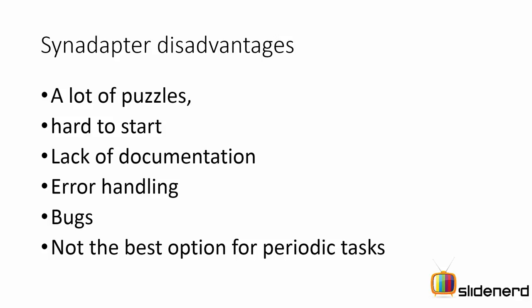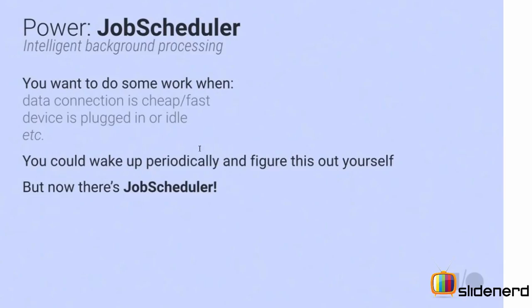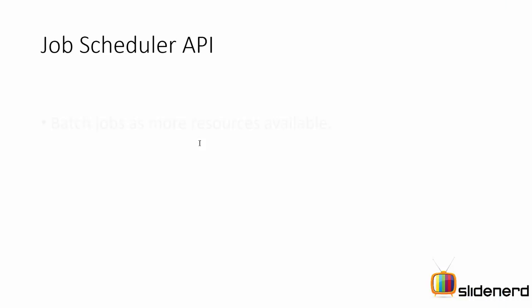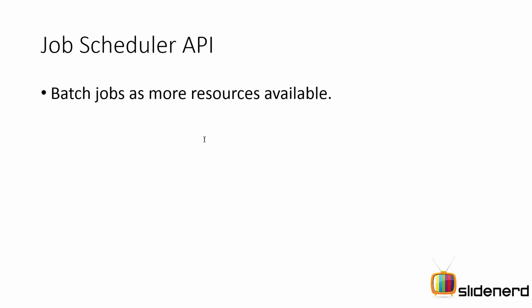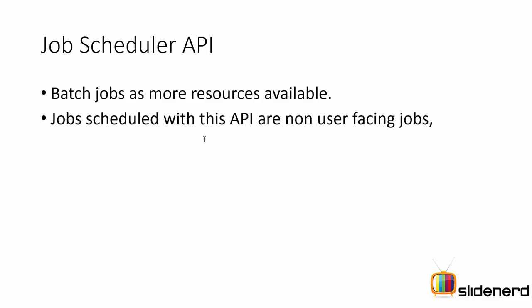And that's where the Job Scheduler API comes into the picture. Job Scheduler is what Android and Google calls intelligent background processing. You can batch more than one job when resources are available. Now, the jobs don't necessarily need user interaction, and in fact, you should ensure that you don't replace the async task with a job scheduler just because it's new.